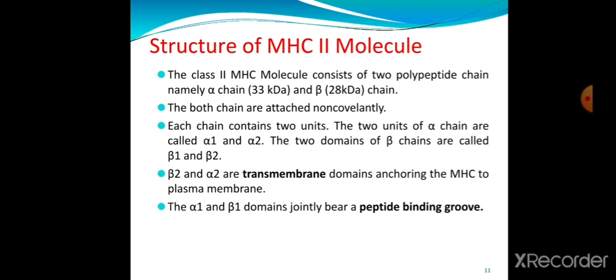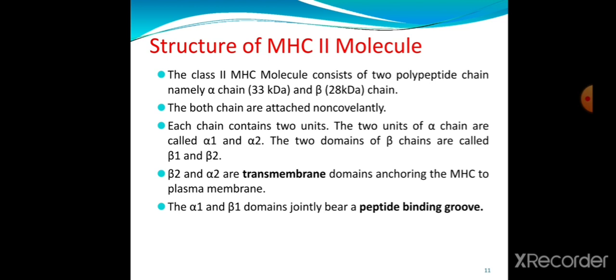Next point, the class 2 MHC molecule consists of two polypeptide chains, namely alpha chain and beta chain. The alpha chain is 33 kilodaltons and the beta chain is 28 kilodaltons. Both chains are attached non-covalently. Each chain contains 2 units. The 2 units of the alpha chain are called alpha 1 and alpha 2.